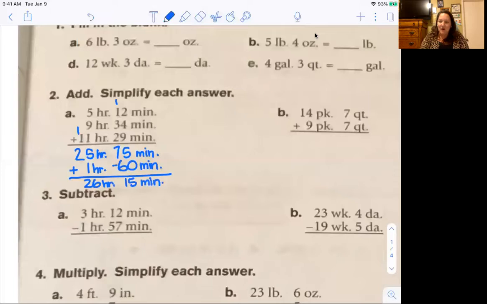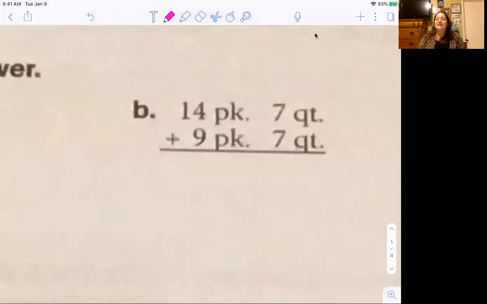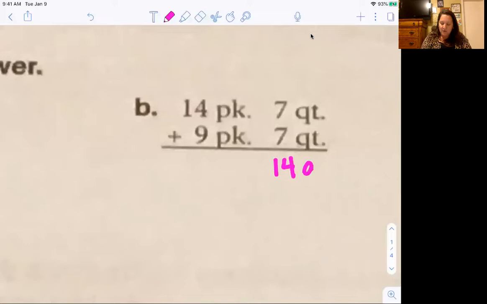Okay, let's move on to B. B is also an addition problem. 14 pecks, 7 quarts, plus 9 pecks, 7 quarts. Okay, so let's go ahead and do our adding. 7 plus 7 is 14. So 14 quarts. And 14 plus 9 is 23.